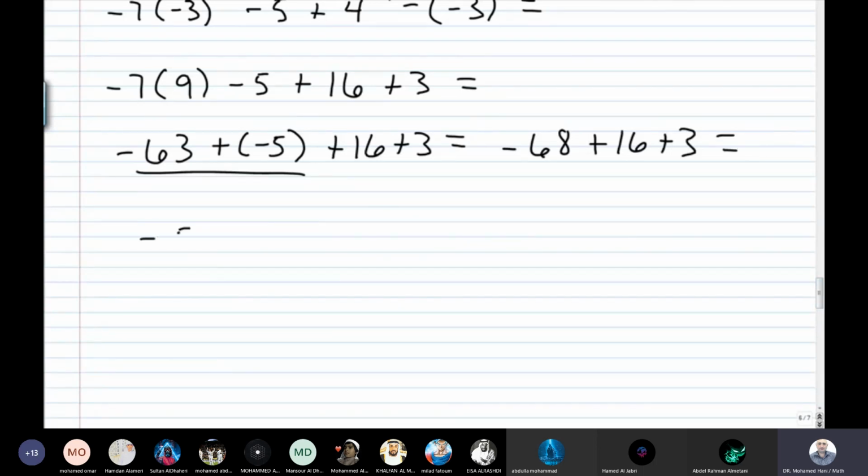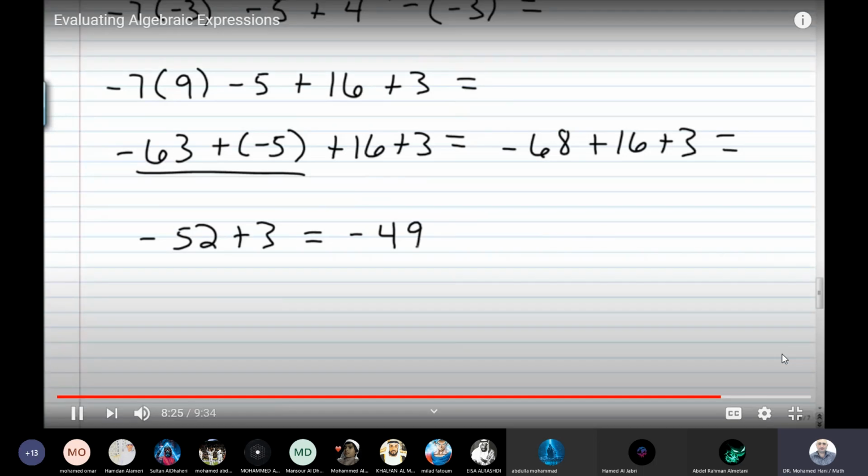Just be negative 52 plus 3. And then I can do that one in my head. Negative 52 plus 3, that's negative 49. All right, let's look at one more.